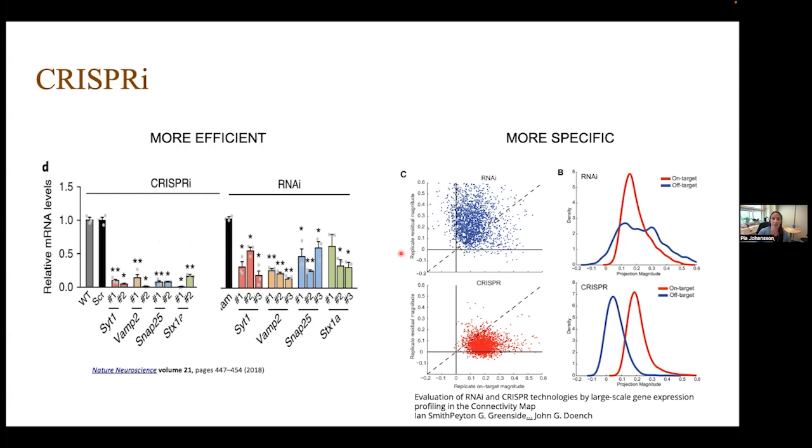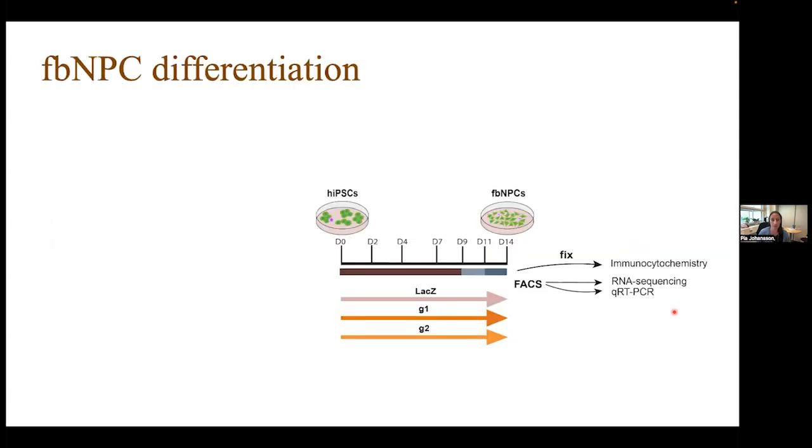So in these diagrams, it's a little bit difficult, but what you want is to have your dots down here. You want to have reproducible on-target effects. So you have them here as well with the RNAi. It's not that it doesn't work, it works, but you have a lot of off-targets, and you can see that in these graphs as well. So it's much more specific. So from that point of view, it is really much better to use CRISPRi than to use any of these other methods. So I'm going to talk about some data that we generated using this method.